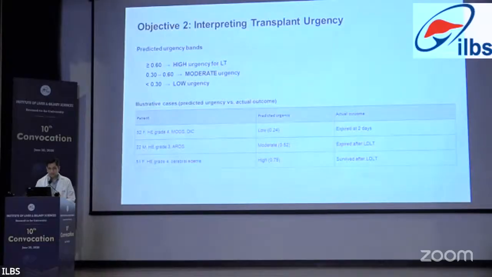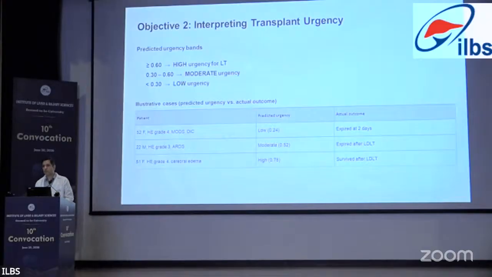So there were 3 scores that have been created. If the patient has above 0.6, it is a high urgency for transplant, 0.3 to 0.6 moderate urgency, below 0.3 low urgency. We looked at 3 blinded data sets, and as you can see here, this patient has 0.24, which is predicted urgency, and did not make it up to two days. I wanted to show this to show that not all models are always correct. There can be certain fallacies, but if you look here, if the score is 0.5 or 0.7, these patients survived after undergoing a liver transplant.